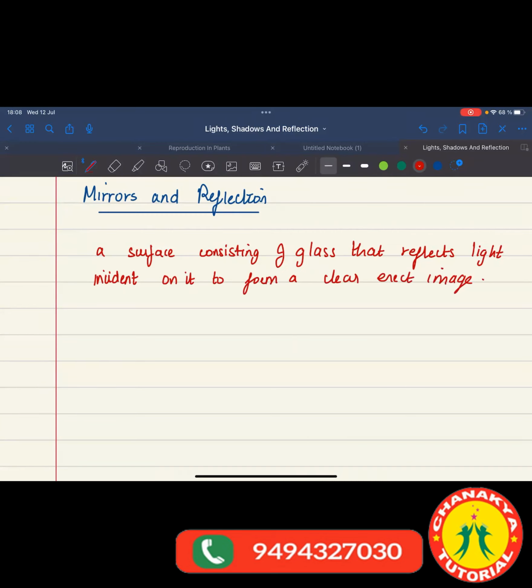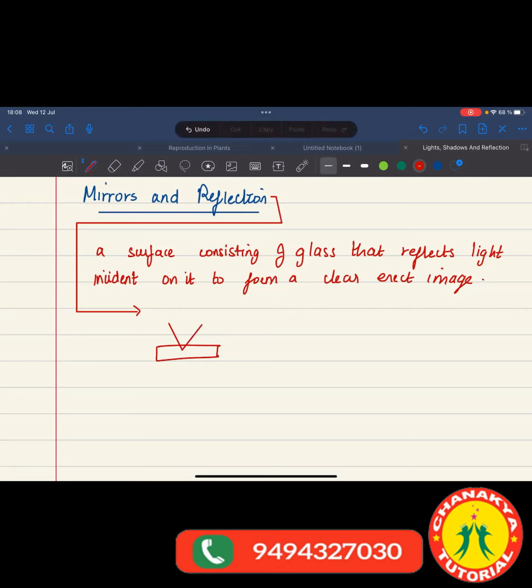Whereas when we come to reflection, a reflection is when light is incident on a surface, that is, a mirror is there. So light is falling on the mirror. The light is incident on a surface and it gets reflected, or bounced back. So this bounce back of light on any surface is called reflection.